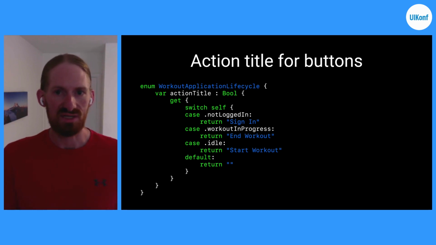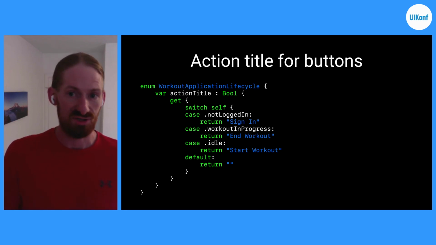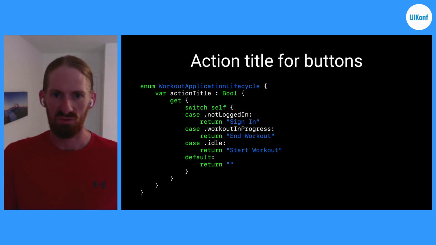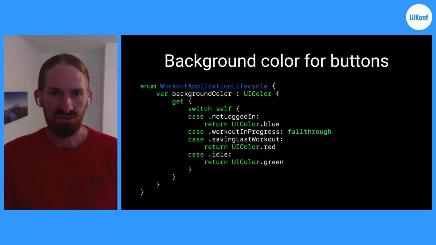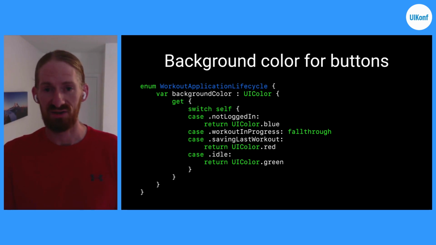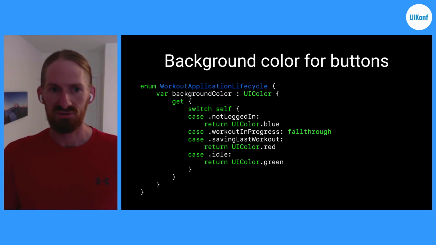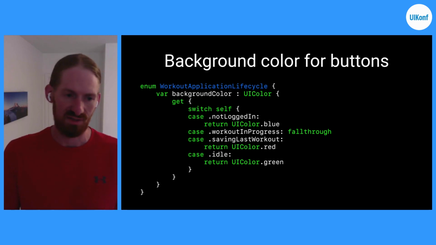In this example, the enum knows what the state of our lifecycle is, so it can return the correct action title for each state. It's important to be careful using default switch statements because the compiler won't warn us when new cases are added to our enum. We can also return different background colors for different states. Some switch statements benefit from using the fall-through syntax to return the same values for multiple cases. Fall-through requires the explicit use of the fall-through keyword as opposed to implicit implementations in other languages like Objective-C. So we have to opt into using fall-through, but I like this option and I've started using it more often.